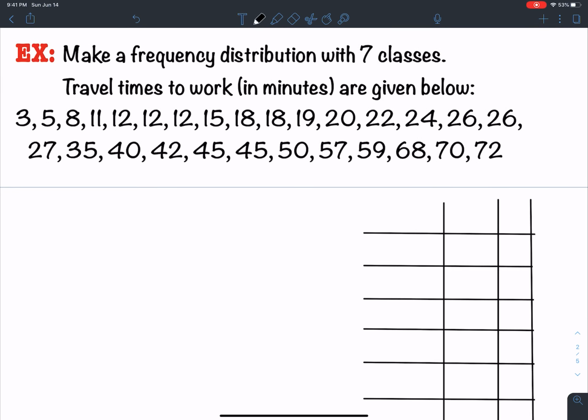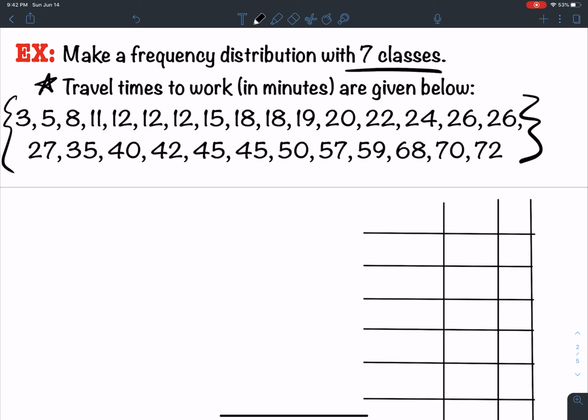Now, here's my example. Make a frequency distribution with 7 classes, and this represents the travel times to work in minutes given below. Typically, these numbers are not in order. But since we're going through this example for the first time together, I was nice and I put it all in order for you, from least to greatest. If it was not in order and you were going to start with the minimum, you would just go through the list, find the smallest one, write it down, and mark it out, and then find the next smallest one, mark it out, write it down. That way you don't accidentally count the same one more than once.